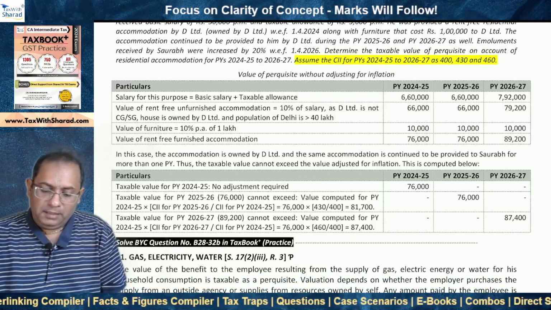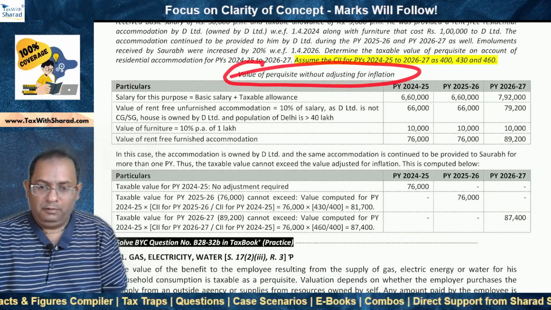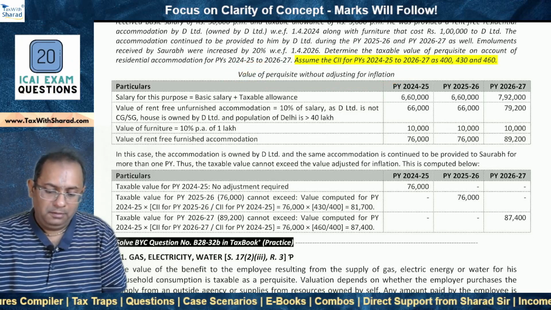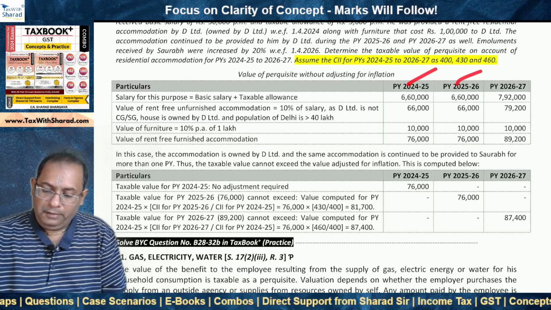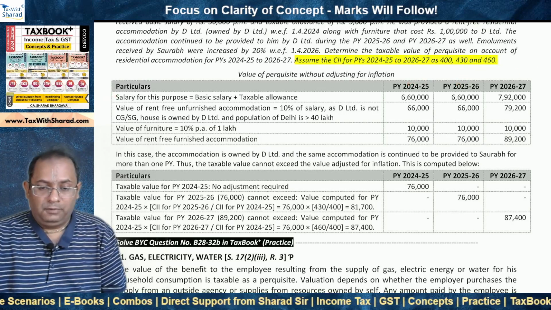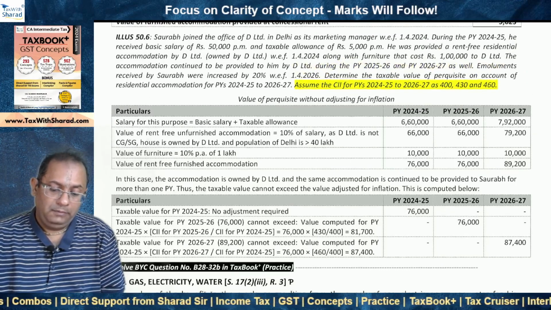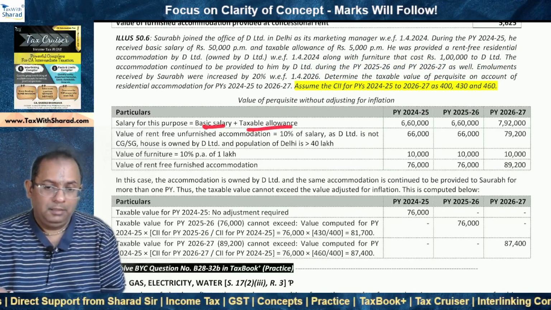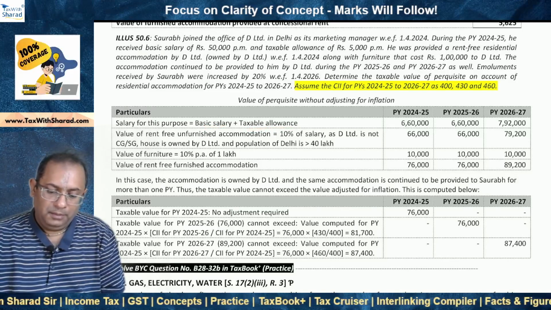So how do we basically figure this out? First, we calculate the value of perquisite without adjusting for inflation, that means as per the regular computation provisions of the perquisite, for previous years 24-25, 25-26, 26-27. Now, salary for the purpose of computing the valuation of the perquisite on account of accommodation will include basic salary as well as taxable allowances, as per the computation formula.